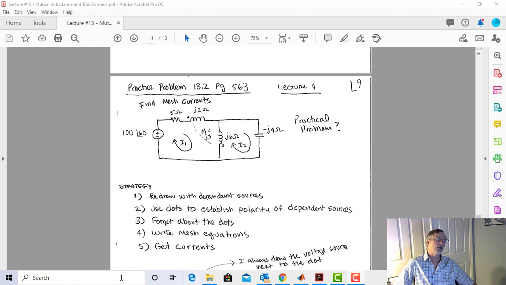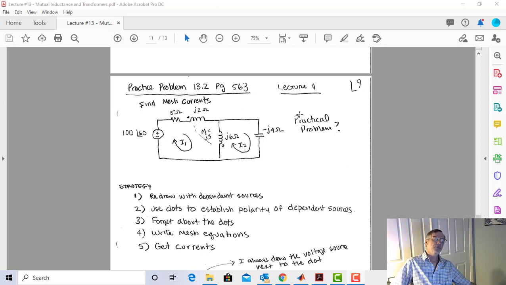Let's do another problem. So in this problem, we want to find the mesh currents. And we've got the usual stuff. We have a power supply, an AC supply here, and we are given the impedances, so we don't care about the frequencies. We don't have to go j omega L because we're given what j omega L is, of course. I've got these two inductors, and they have a mutual impedance of j3 between them.